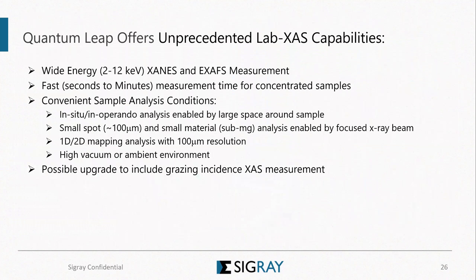It covers 2 to 12 keV, an energy range that many synchrotron beamlines don't cover, which is a fairly wide range for XAS. In special cases, we might extend the energy range down to 1.7 keV to cover silicon K edge. It's also very fast: a few minutes can give a good spectrum for concentrated samples. It's very convenient for sample analysis conditions, and we can do in situ measurements. The illuminated sample area is typically 100 microns, so you can do in situ operando analysis, 1D or 2D mapping, and operate in high vacuum or ambient environment. Later on, we are also trying to upgrade to grazing incidence X-ray absorption spectroscopy measurement.